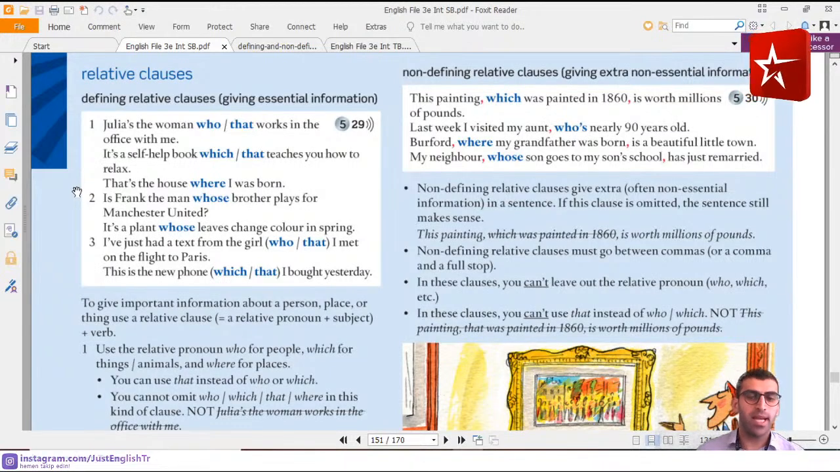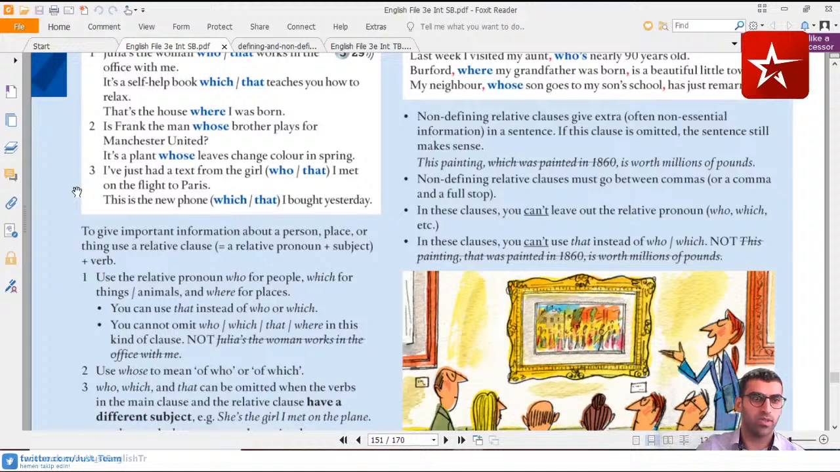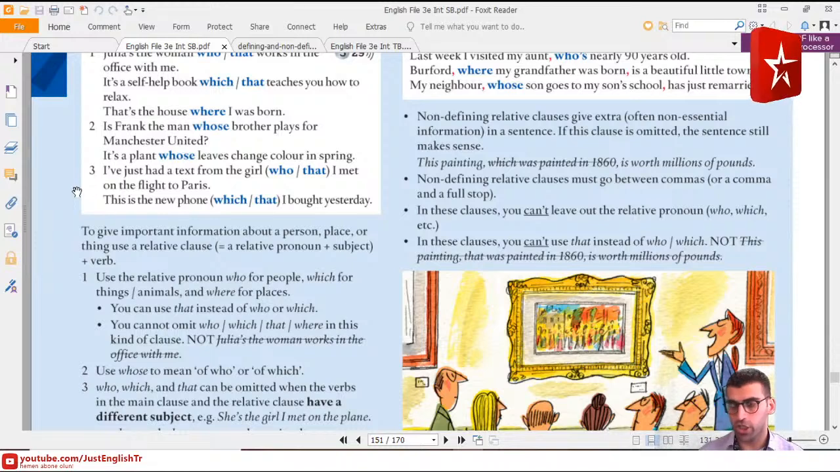Okay? And the second sentence, as you see, you can see whose. We use whose to mean of who or of which. Okay? For example, Frank is the man whose brother plays for Manchester United, and it's a plant whose leaves change color in spring. So after whose, we must use a noun, guys. Keep that in your mind, all right?